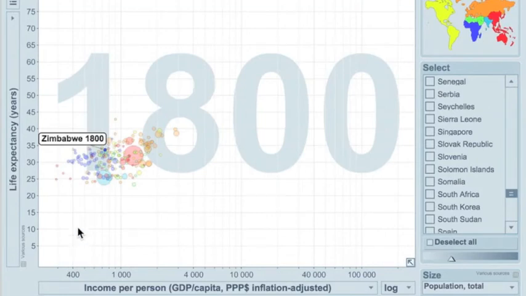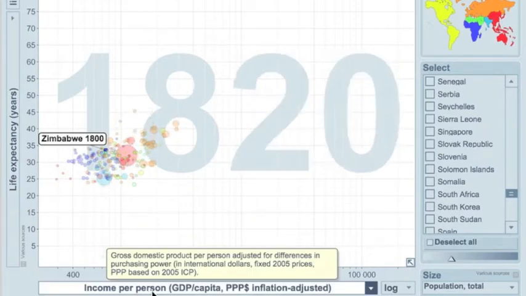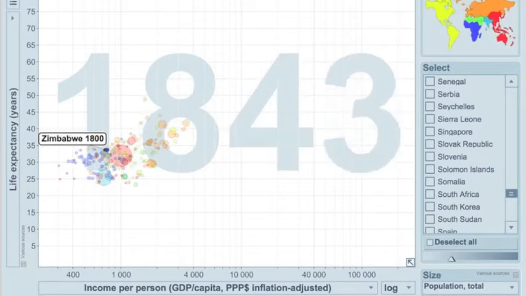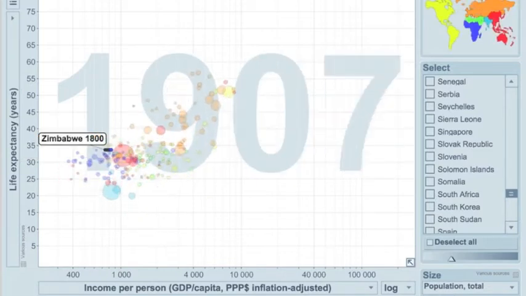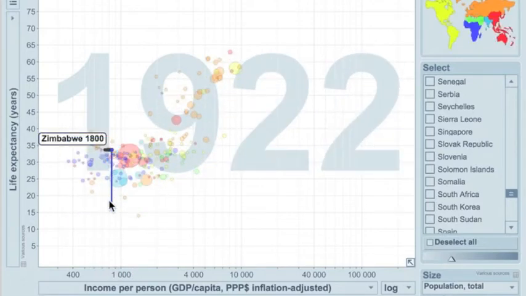Okay, so here we see Zimbabwe. On the Y we have life expectancy, and on the X we have income per person. Zimbabwe doesn't really start to show on the graph too much until the 1900s. Our first dip is in 1917 to 1919, which is World War One, and it's a drop in life expectancy.